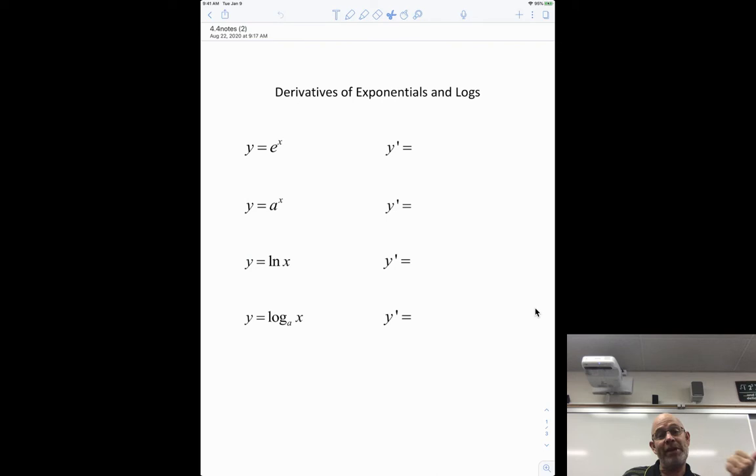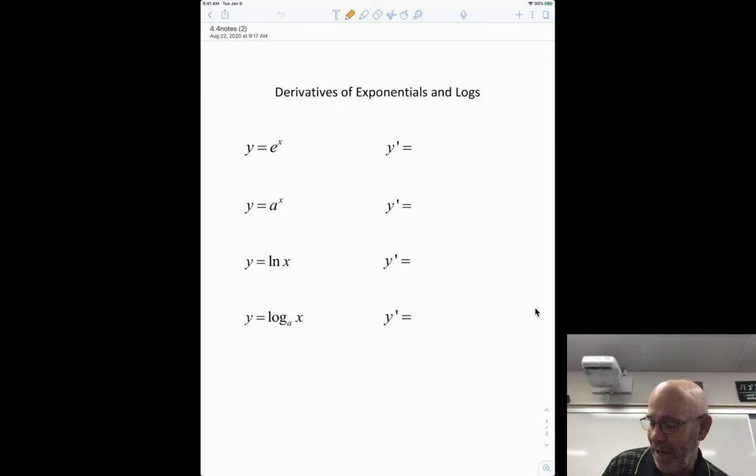Some of them are proved by the definition, actually. Some of them are just proved using other ones, and some of them are proved using just log rules. But I'm just going to give you the formulas, have you remember them, and then we'll do some example problems, okay? So the first new derivative is the derivative of e to the x. I would probably, in class again, ask if you know any of these. So maybe take a second, pause the video, see if you know these, just a quick review.